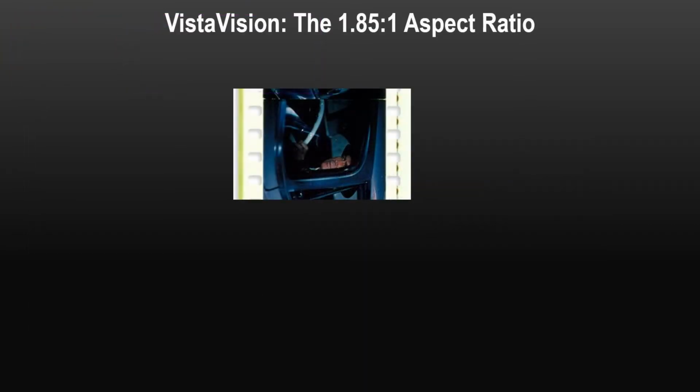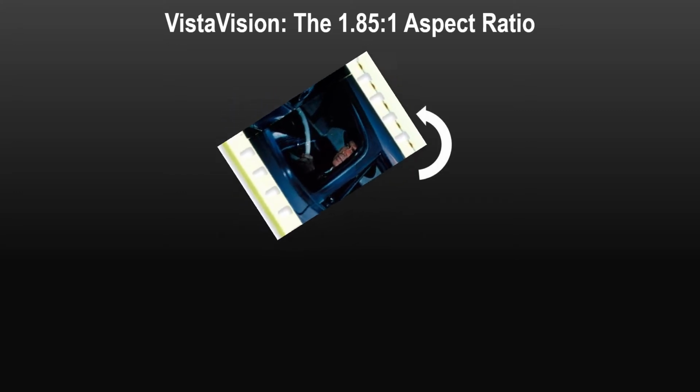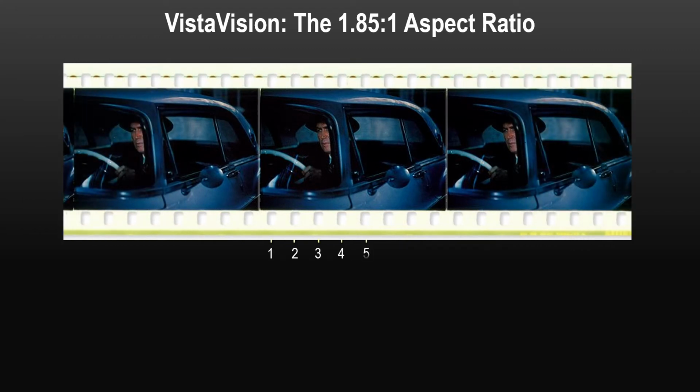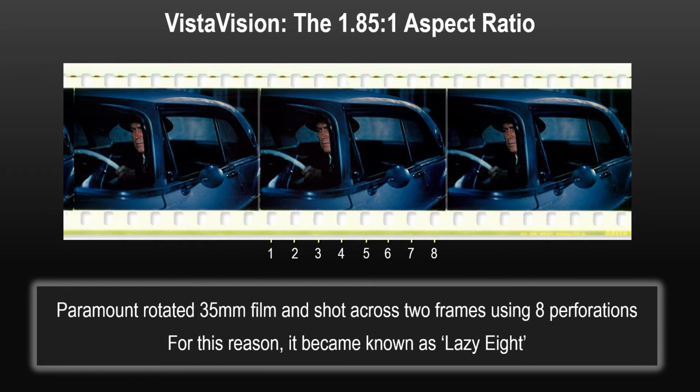Paramount's new method did not use a squeezed anamorphic image. Instead, they rotated the 35mm film in the camera gate and shot onto an area of 8 perforations instead of 4. Paramount called this VistaVision. It was also nicknamed Lazy 8 because of its strange orientation and its 8 frames. This created an aspect ratio of 1.85:1.